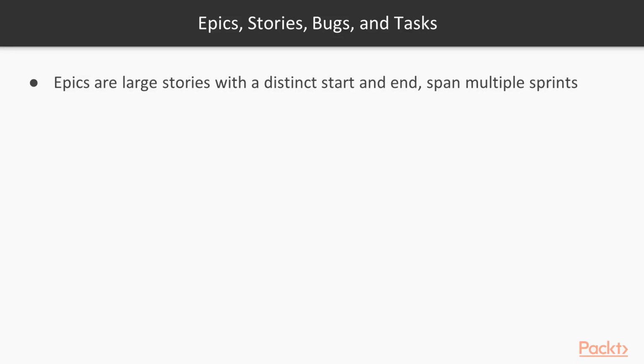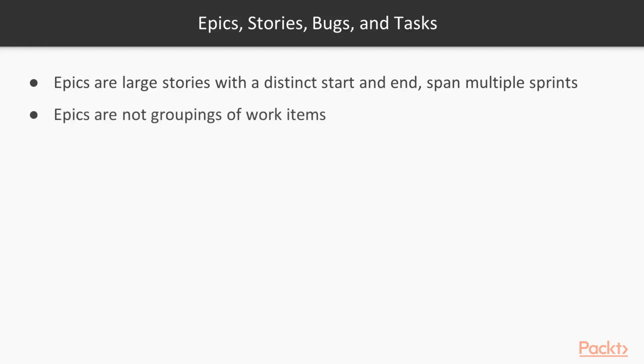Epics, as you might imagine, are large stories. Now it's important that they have a distinct start and end, right? Just like any story, we want them to be able to be completed, which means they're going to need some sort of end. I like to think of epics as something that would span multiple sprints versus a story which would really be completed within a sprint.